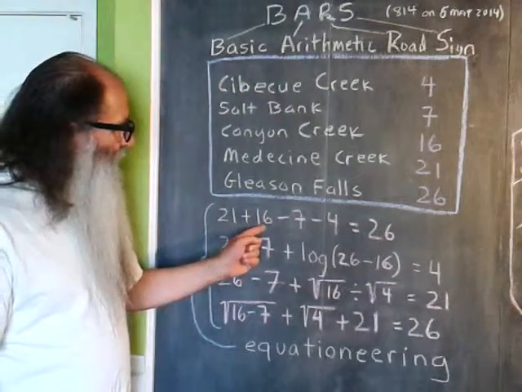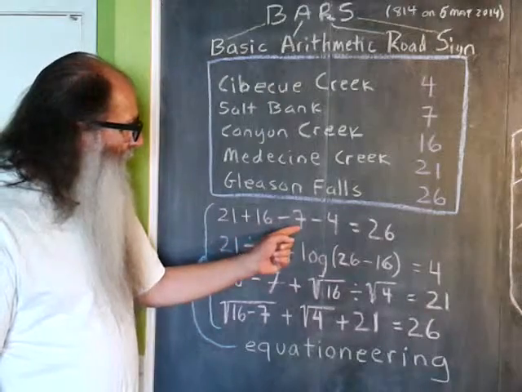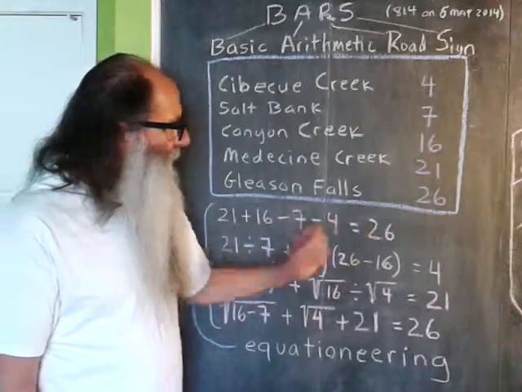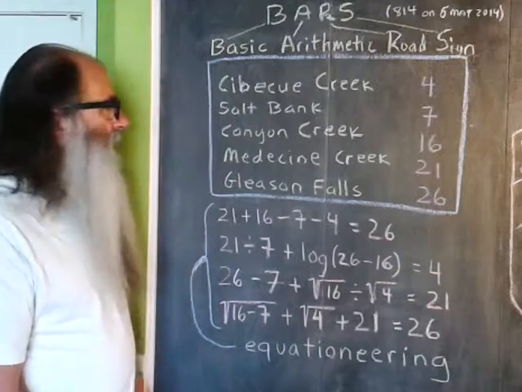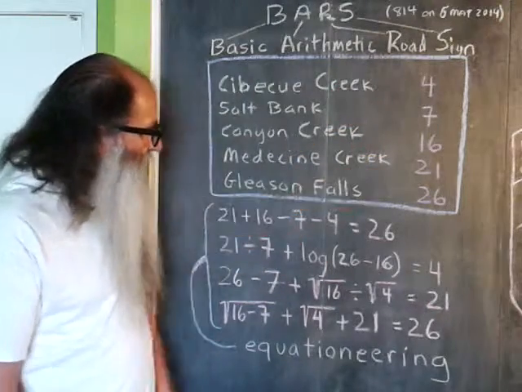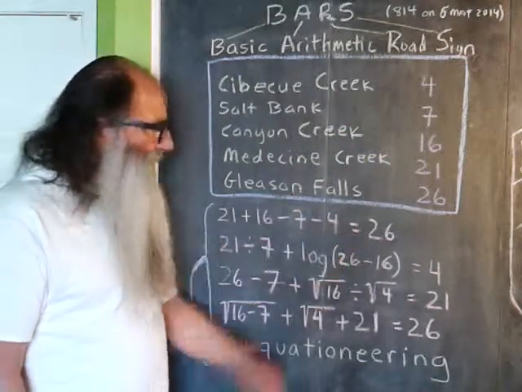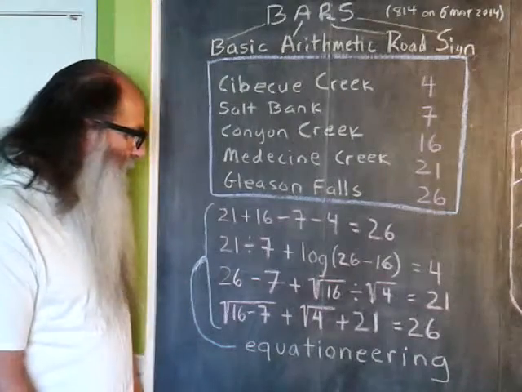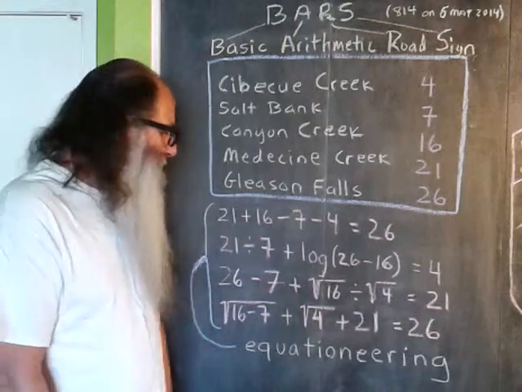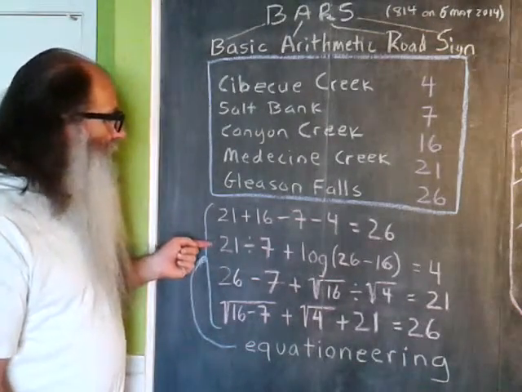21 plus 16 is 37, subtract 7 gives us 30, subtract 4 gives us 26. We used all 5 numbers that are in the sign, and we came up with an equation. We did equationeering.